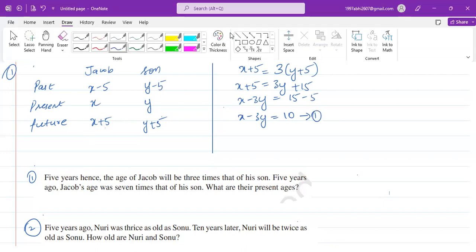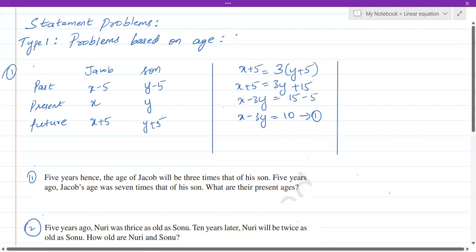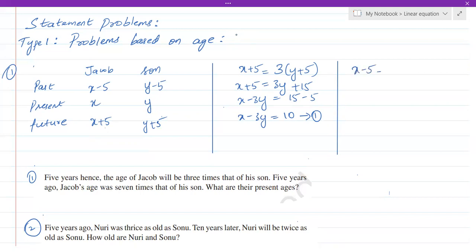Similarly, let's get our second equation. 5 years ago, the age of Jacob is X minus 5. His age will be 7 times, that is 7 into the age of his son. What is the age of his son in the past? Y minus 5. If you simplify, X minus 5 is equal to 7 into Y minus 5, that is 7Y minus 35. Same logic, take 7Y to the other side, so it becomes X minus 7Y equals minus 35, and minus 5 to the right-hand side becomes plus 5. So you get X minus 7Y is equal to minus 30. This will be your equation 2.